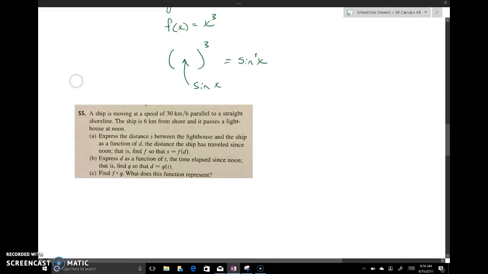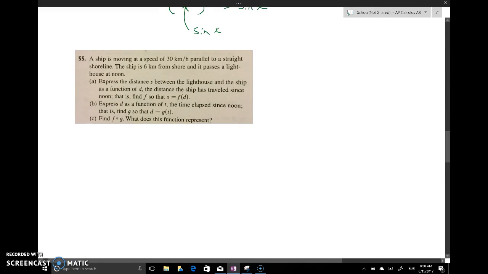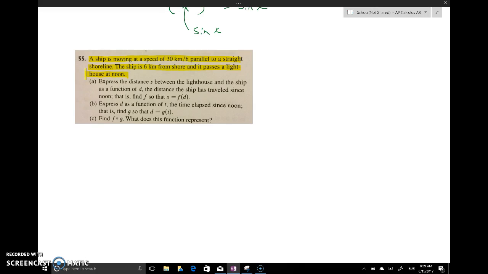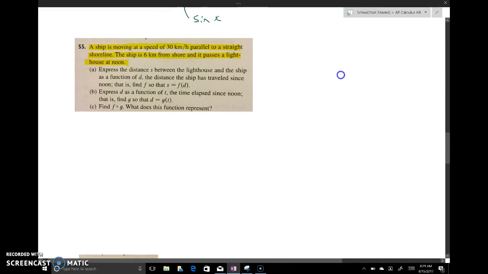Okay. All right, for 55, it says a ship is moving at a speed of 30 kilometers per hour parallel to a straight shoreline. The ship is 6 kilometers from the shore and it passes a lighthouse at noon. So this first statement here is just like that last question that you asked the other day. This is something you're going to have to take some time to draw a diagram for. So I'd like to see you do that.